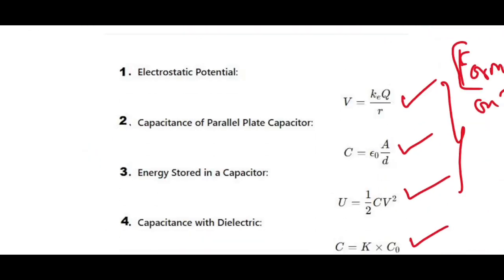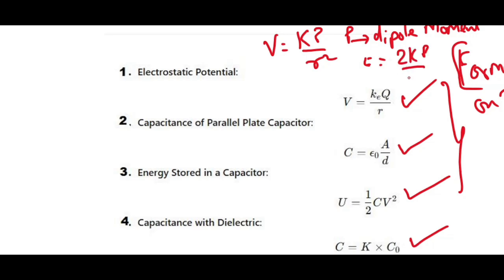This is the formula conclusion: potential is kQ upon r, electric field, and capacitance of parallel plate capacitor C is equal to epsilon naught A by d. We should note once again, that is only due to a point charge Q, but not due to a dipole. Potential due to dipole V is equal to kP upon r square, where P is the dipole moment. Similarly, electric field due to dipole is E is equal to 2kP upon r cube. These are basic knowledge you should have.